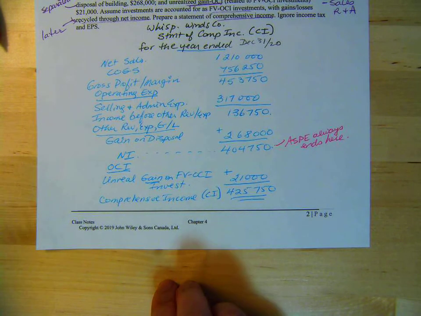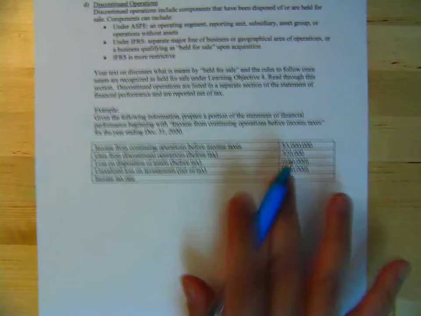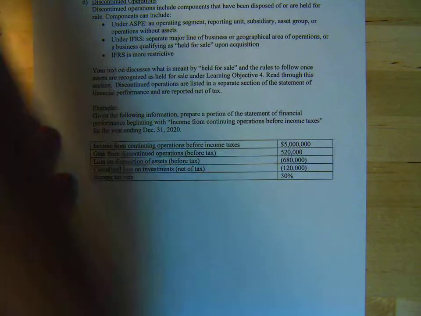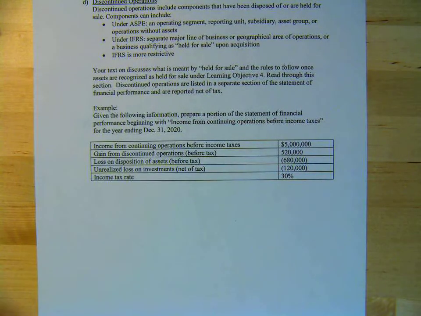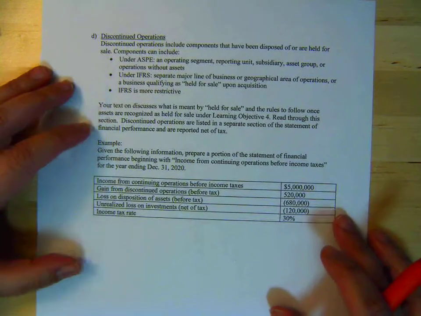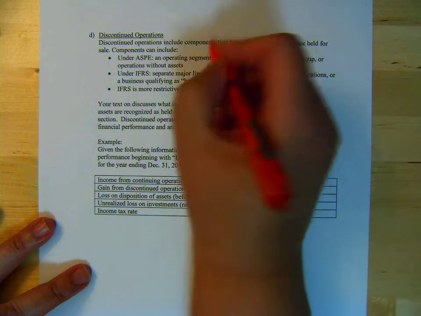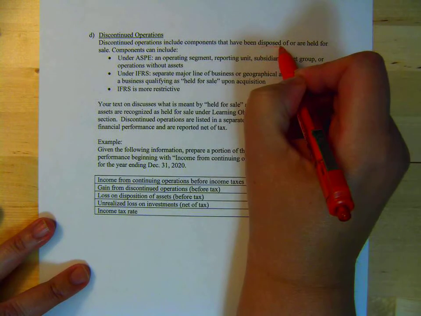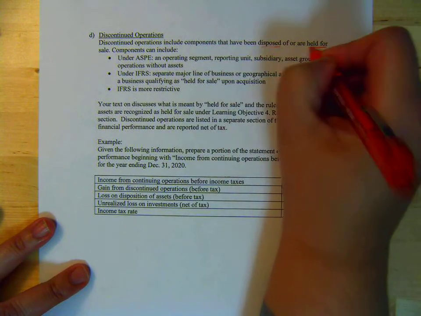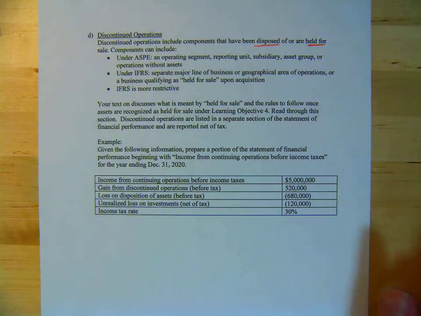Okay, let's talk about discontinued operations on page 3. So, discontinued operations include parts that have been disposed of or are held for sale. So the minute you officially hold something for sale, it would be a discontinued operation.